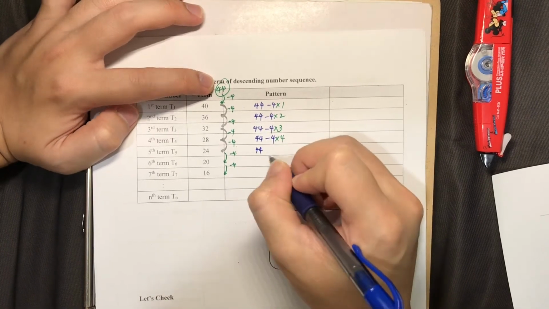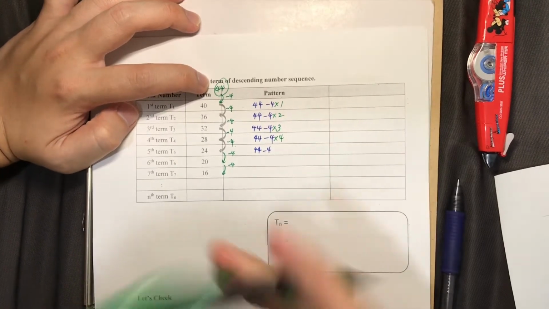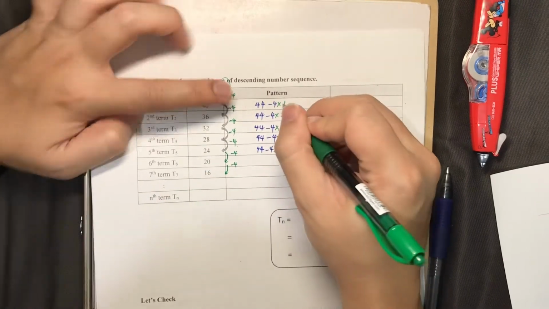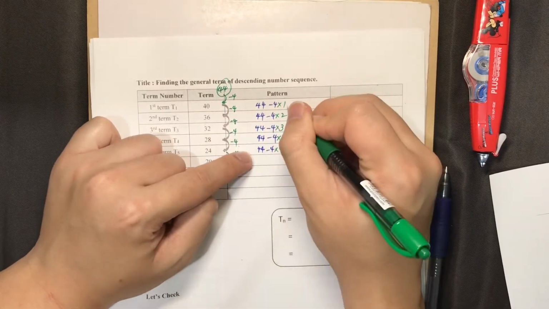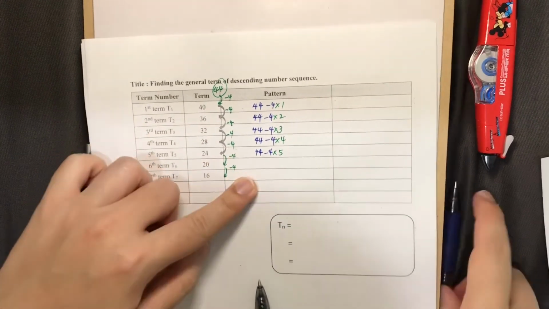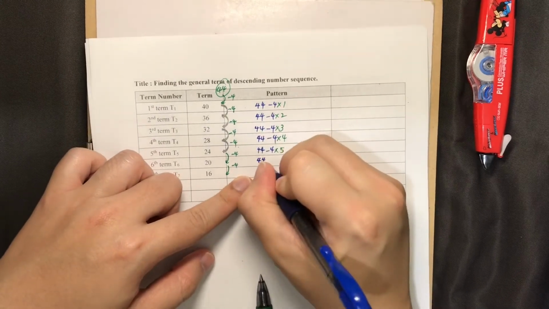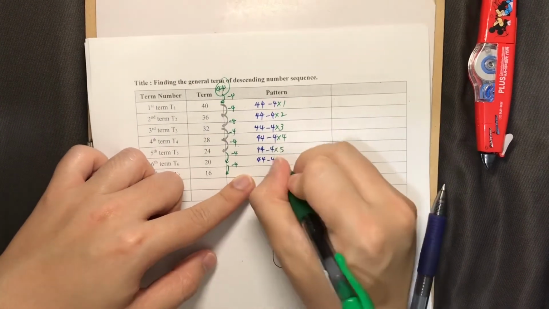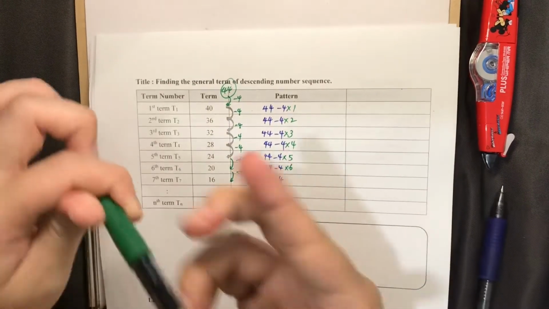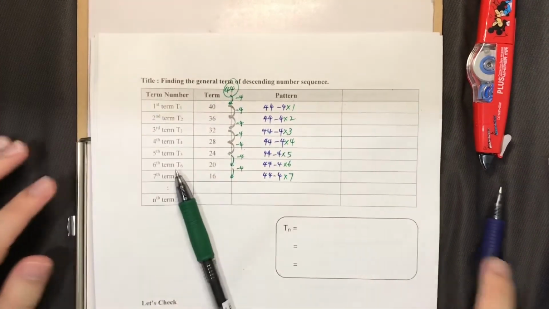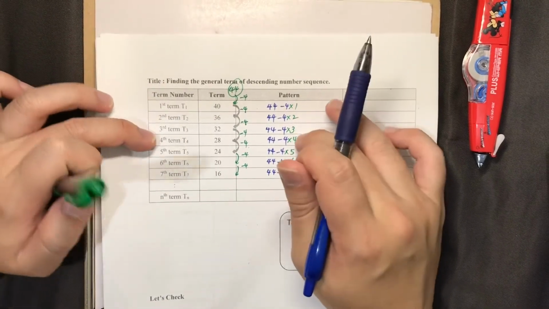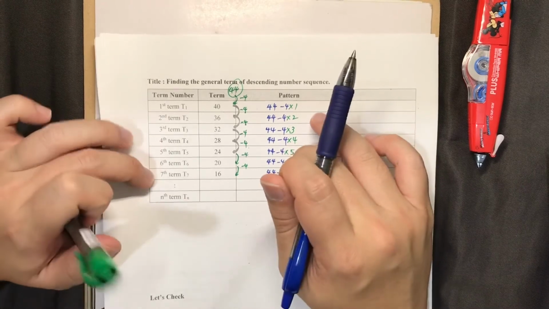We continue. Now 44 minus 4, how many times? 1, 2, 3, 4, 5 times. As you can see, the 44 minus 4 is the same, but the 1, 2, 3, 4, 5 is the one that changes, as you can see from my pen color. Next one, 44 minus 4 times 6, then 44 minus 4 times 7. So first term times 1, second term times 2, third term times 3, up to seventh term times 7.